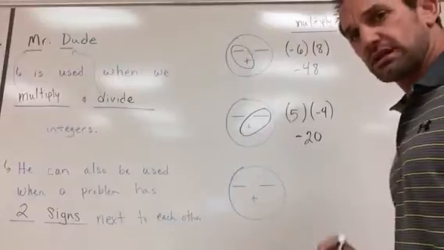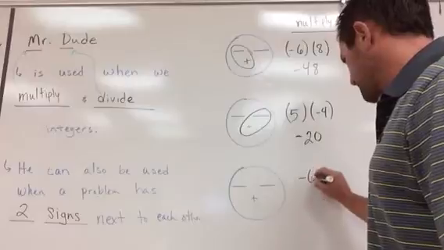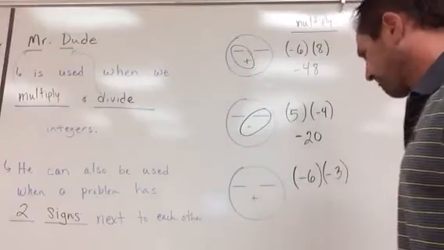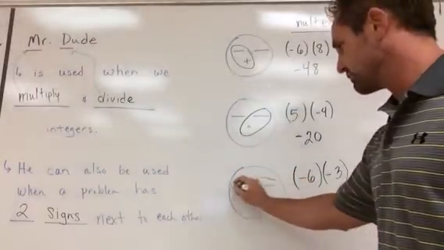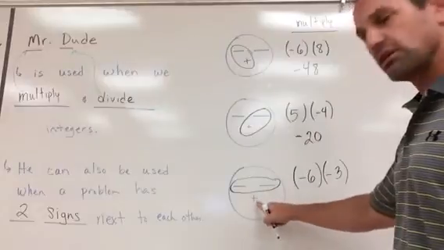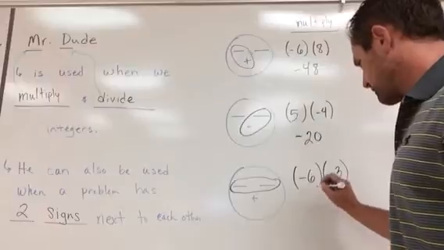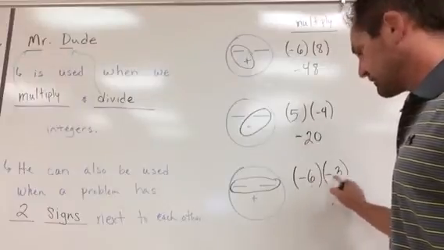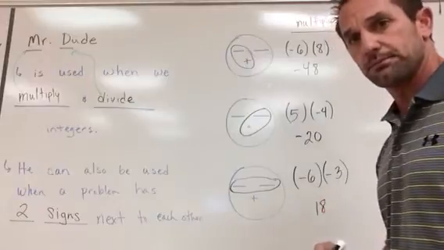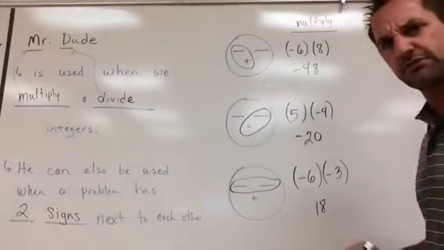On the third example that we have, let's go -6 times -3. So come over to Mr. Dude, circle a negative times a negative. What's left over? The positive. So a -6 times a -3 will give us a positive answer. And 6 times 3 is 18. Okay? I hope that makes sense for you and gives you a little hint.